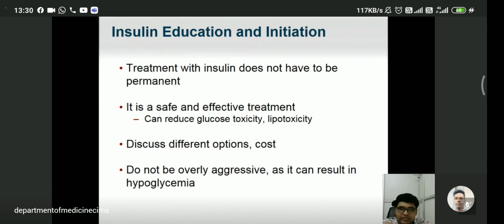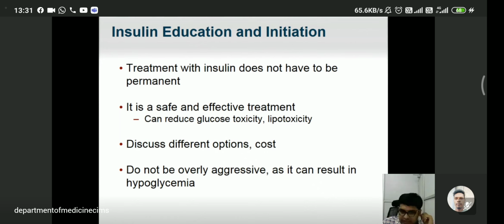There are lots of insulins. We will discuss them in the next slide, the different options. We have to look at the cost and duration of action, everything. One thing should always be kept in mind before prescribing insulin: its important side effect is hypoglycemia. Once the patient takes insulin, his blood sugar will come down, even if it is normal, even if it is high. So it's a major side effect.